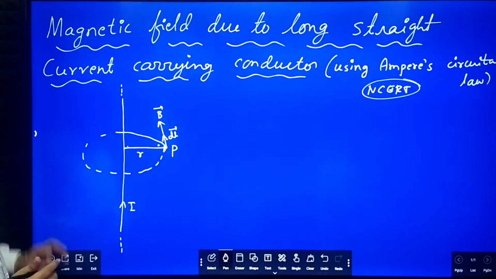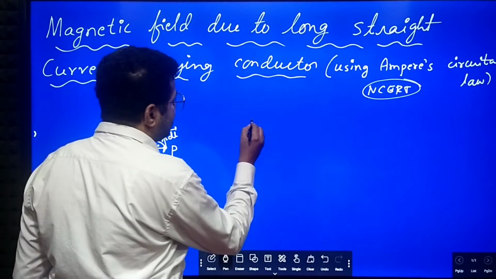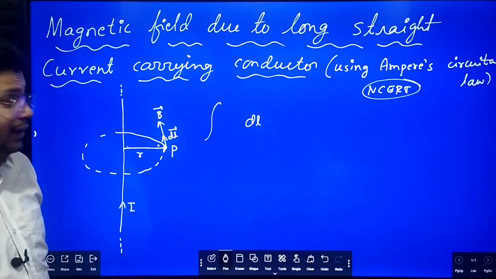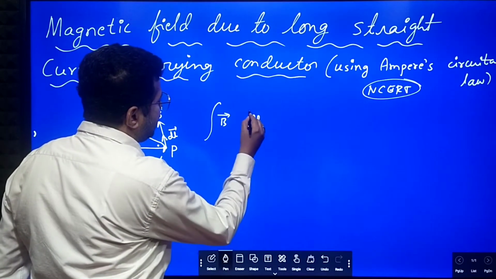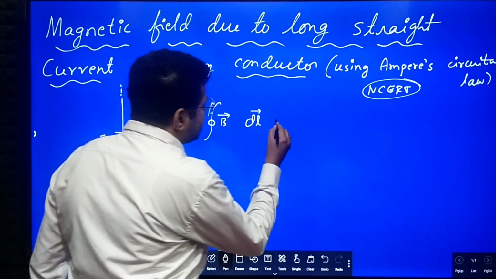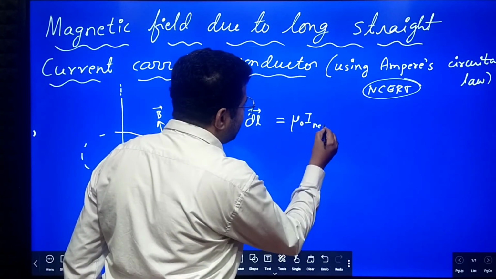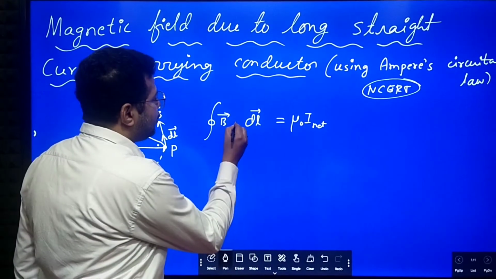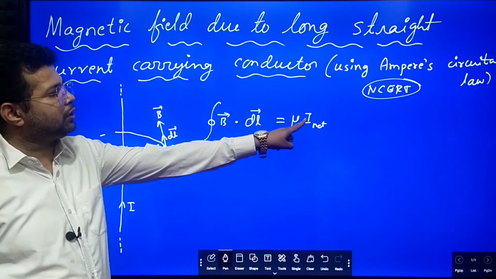Now, what is Ampere circuital law? Ampere circuital law says that the line integral of magnetic field around a closed path is equal to mu naught times the net current passing through the loop. Since RHS is scalar, we are writing a dot product here. Line integral of B dot dl is equal to mu naught into I.